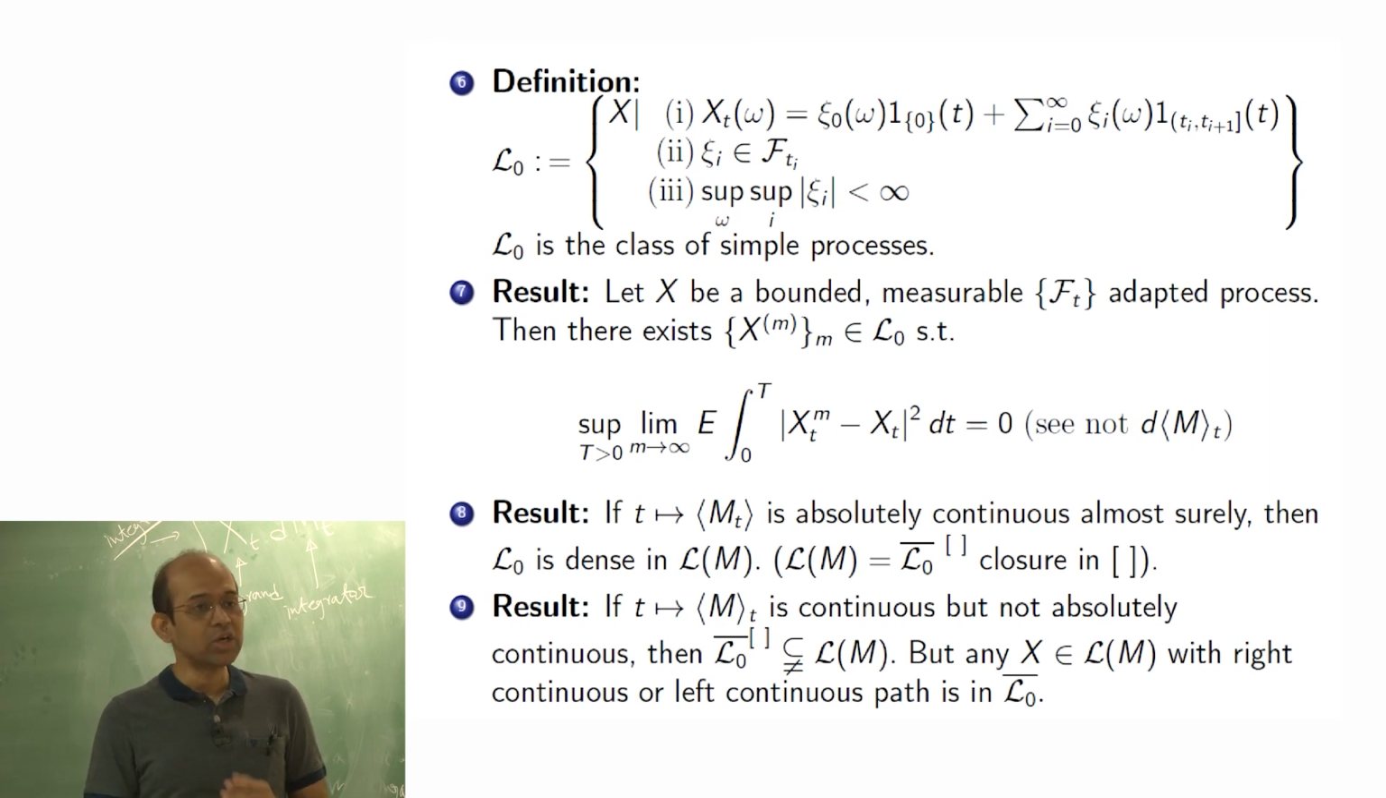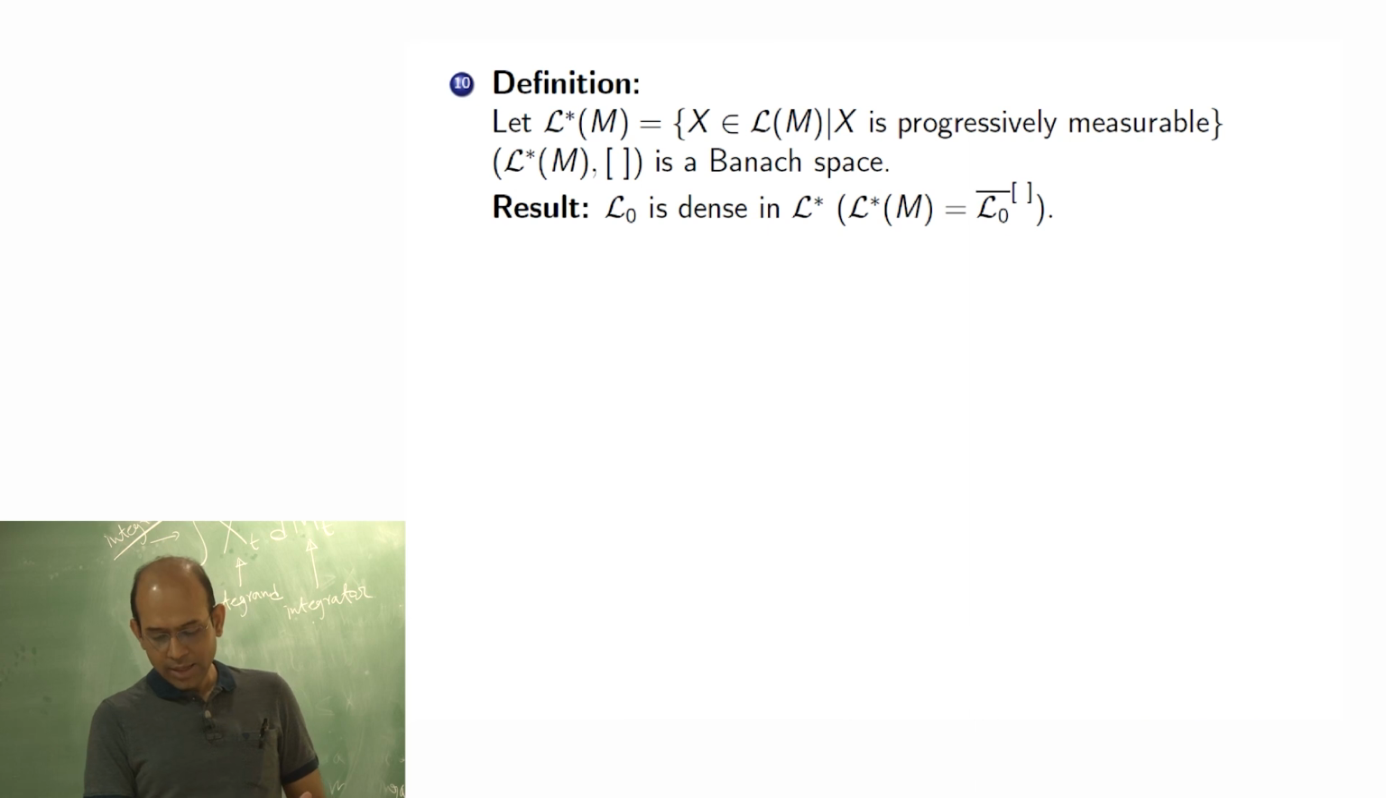So, next slide we are actually categorizing what it is. Now L star m we consider as x is progressively measurable, that means you put some more condition on x. So, x being in L of m is one condition. So, it is in this large class, but you put an additional measurability condition on x, that is it is progressively measurable. Then L star of m with this squared bracket norm is a Banach space. And it is a closed subspace of Lm, and L0 is dense in L star. So, this L0 closure is nothing but L star m.